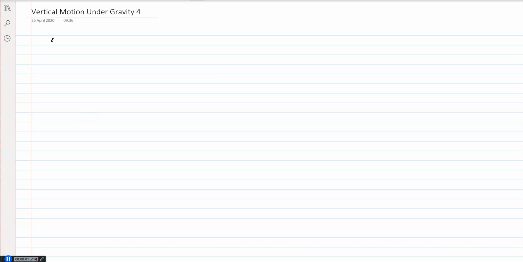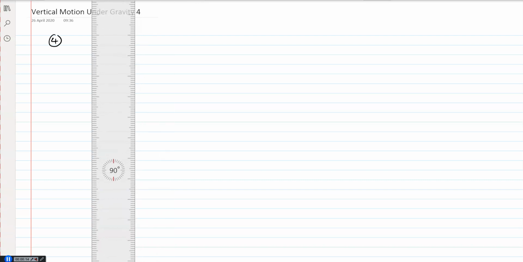So this is the fourth and final question for our examples on vertical motion under gravity. This one's a little bit more tricky. Let's have a look. So a ball A falls vertically from rest from the top of a tower 63 meters high. So let's get this drawn.